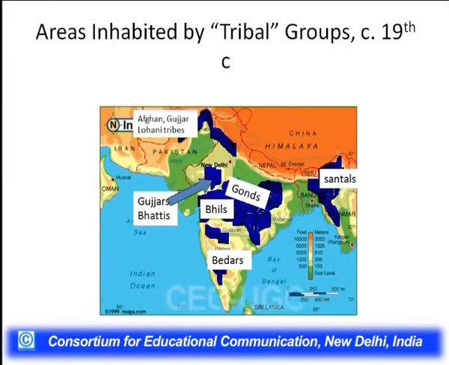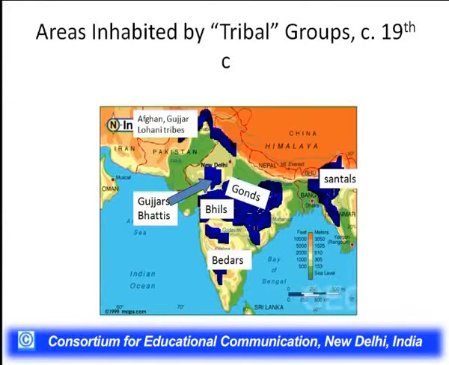In this map of India, you can see that the northwestern part of India at that time was largely inhabited by the Afghan, Gujar and Lohani tribes, whereas in the middle, in central India, you could talk about Gonds, and then towards the western portion, one can talk about Bhils, and the south were Bedars, whereas in the northeast and in the region around Chota Nagpur, you can talk about Santals, and of course Gujars and Bhatis again in the region around Rajasthan and Gujarat.